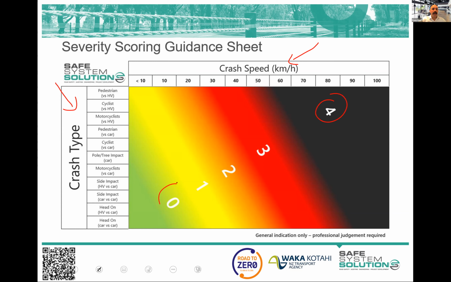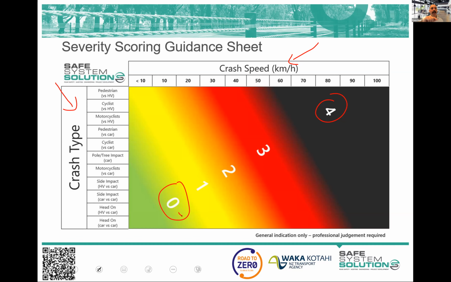Now, numbers are used when we get into scoring in a safe system assessment. So that's way down the track in this course. We're actually quantifying expected severity outcomes on a scale of 0 to 4. But for now, I just want to say that it's a gradient here.